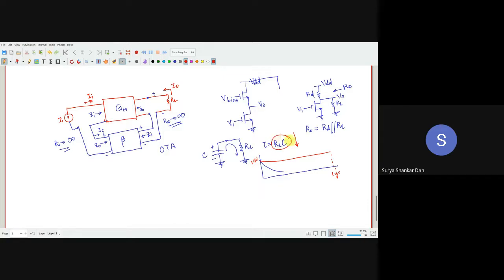So in VLSI design, you have learned exactly this: how to reduce the time constant so that performance is improved. But suppose you are working in the battery industry, then your target will be just the reverse. Tomorrow Eveready will sell a new set of batteries which will say that instead of 1 year, it lasts for 2 years. Basically, the discharge curve becomes even flatter.